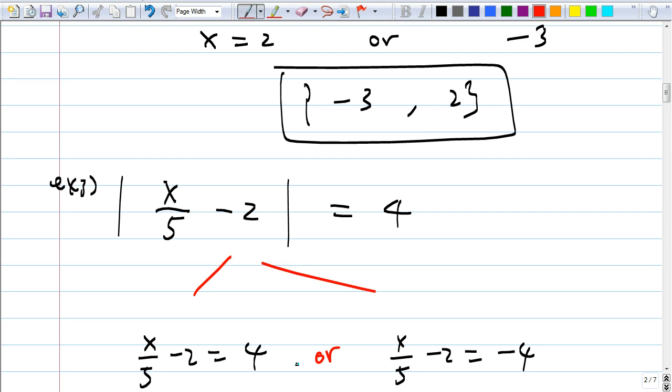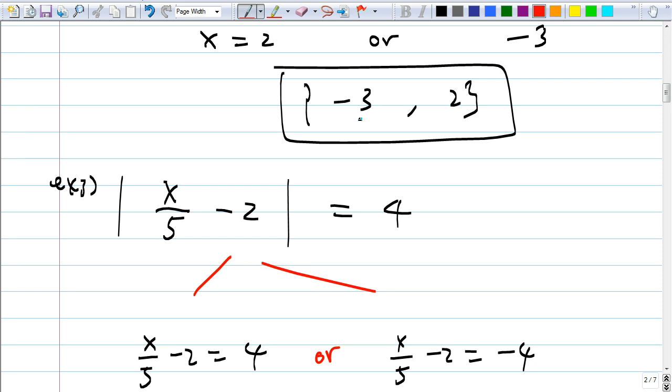So there are two possible ways. Would it make sense to put "and" in the middle? No. Why not? Because that means it has to be for both. For example, the one on top: can a number be -3 and 2 at the same time? Is that possible? No. A number is just one number.